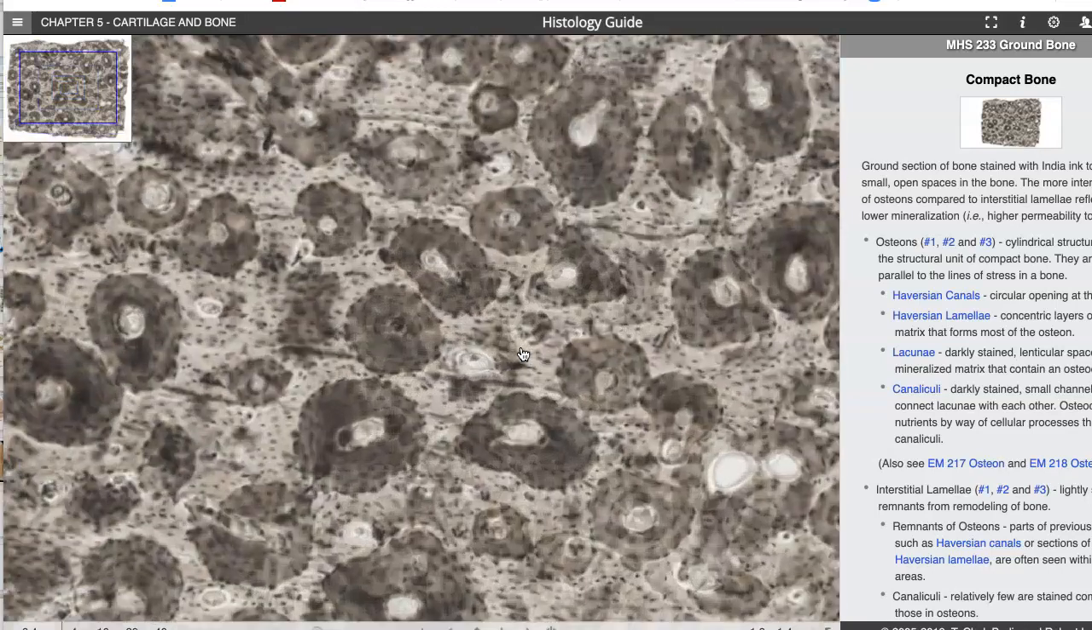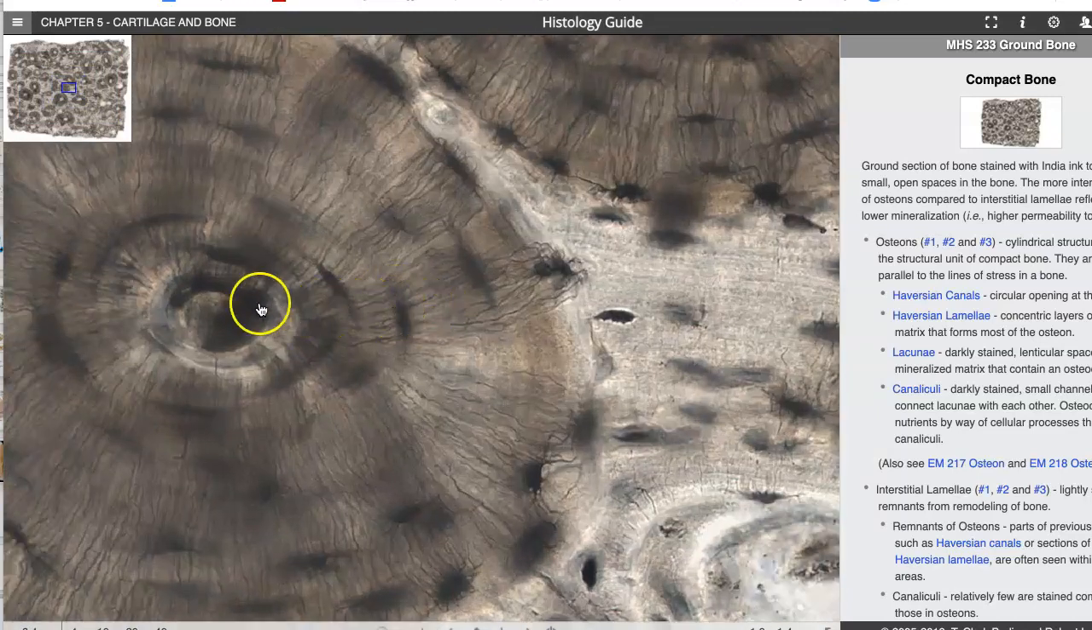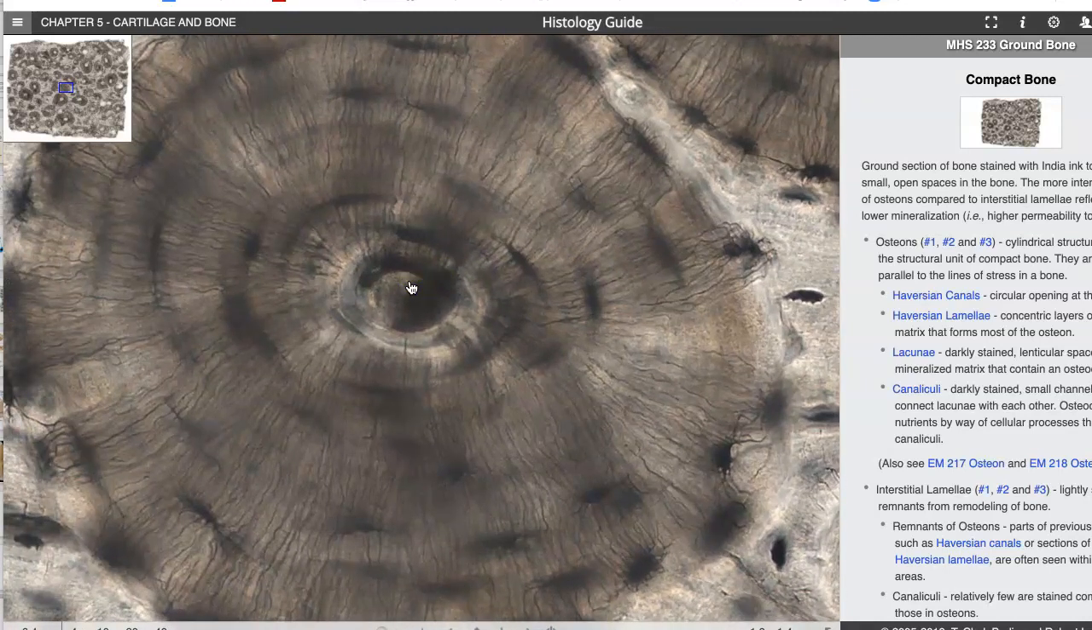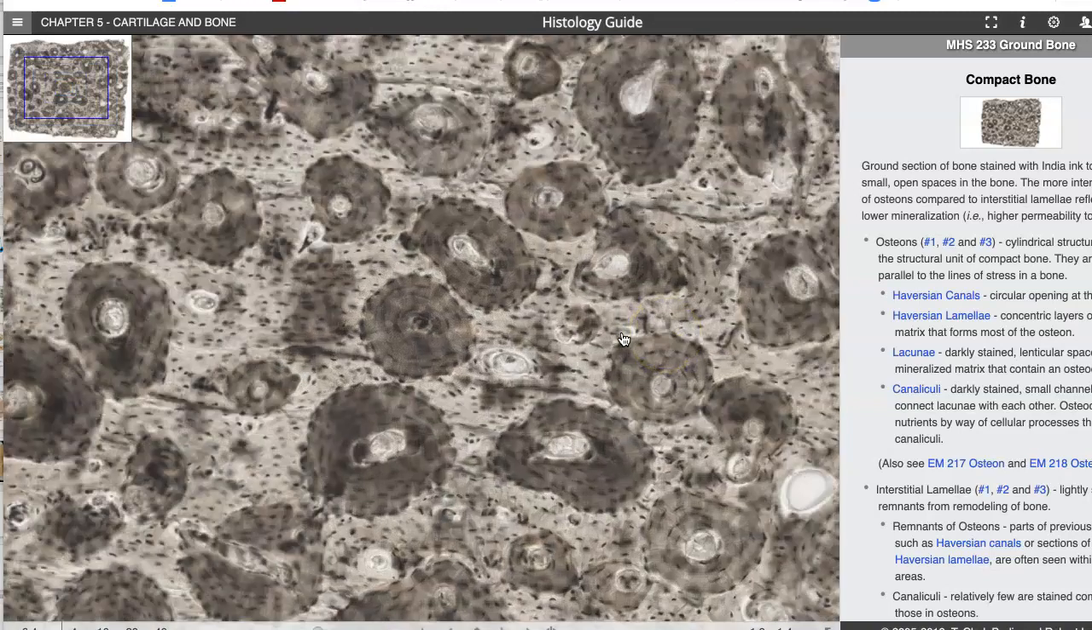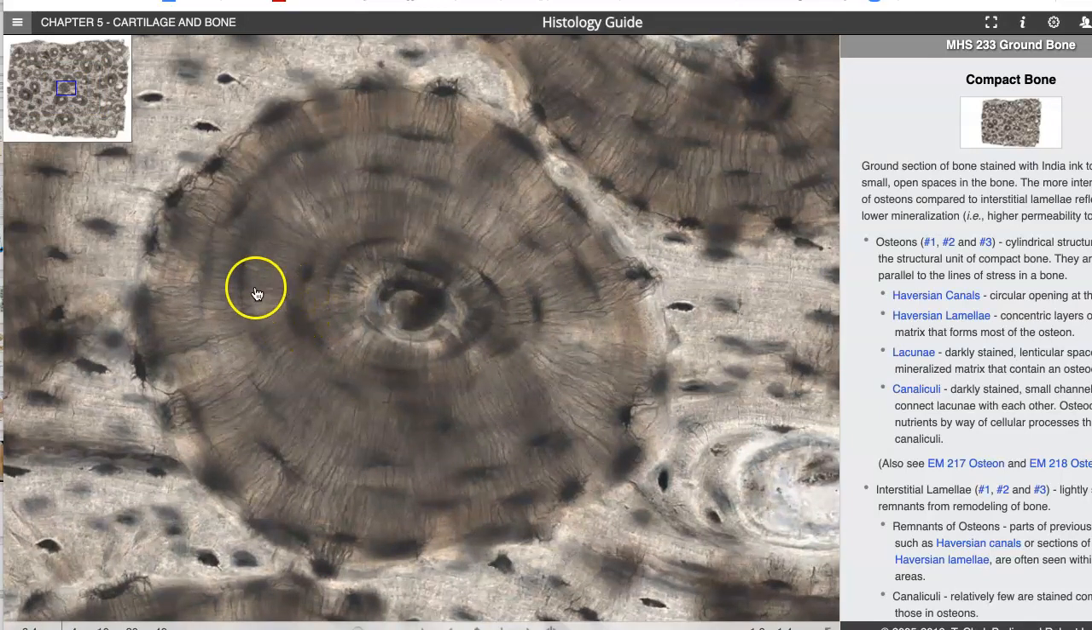So here on high mag, you are able to see this osteon. Here are the canaliculi. You can see the canaliculi all going towards the central canal. So easy to see the interstitial lamellae, easy to see the concentric lamellae, easy to see the central canal, pretty easy to see the lacunae, and the concentric lamellae again, and the canaliculi.